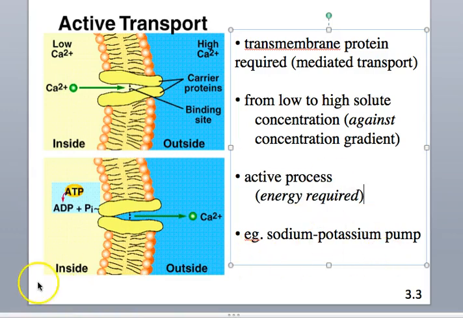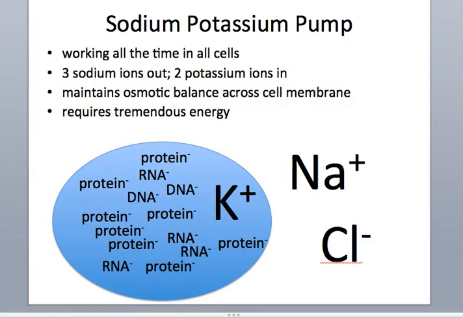Another example is the sodium-potassium pump, which we will talk a lot about right now.